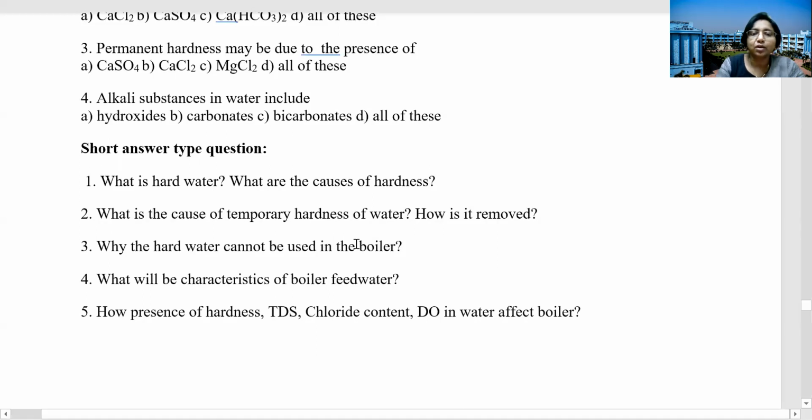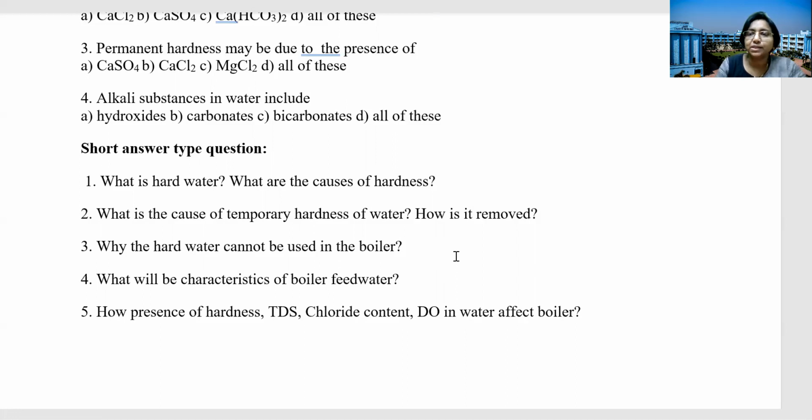And why can hard water not be used in the boiler? That is the most important part of this lecture. I have already explained, so I am summarizing the main points. Number one, due to scale formation and sludge formation, the boiler efficiency, the heat transfer efficiency, will decrease, and ultimately it may burst also, because there may be cracks in the scale due to uneven expansion, and ultimately the boiler may burst. So this type of hazard can take place if we don't take precautions.